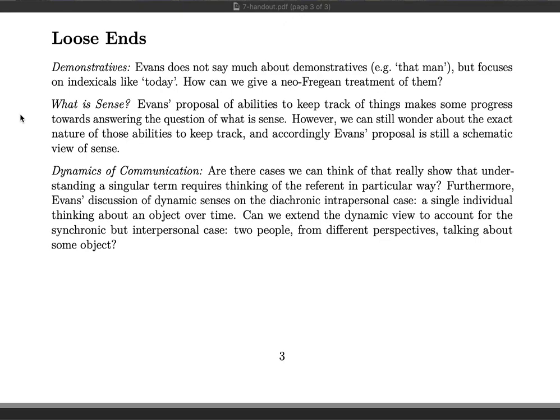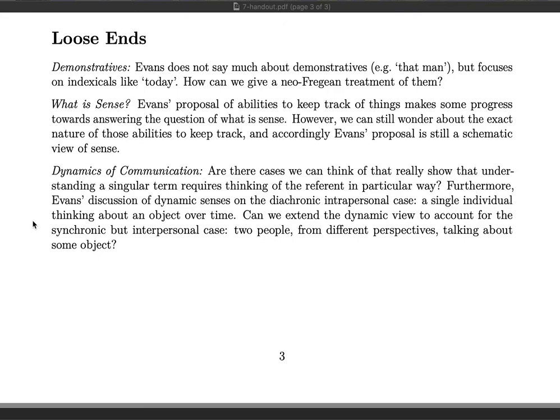those abilities consist of. So in that sense, Evans's proposal is still schematic or programmatic, and we can still wonder about how we can fill in more detail the ability we have to keep track of, say, objects. And in the case of keeping track of objects, for demonstratives, again, in the next lecture, we'll look at a very specific proposal for how that works. Now, the final thing, which we'll be looking at next week, is the dynamics of communication.